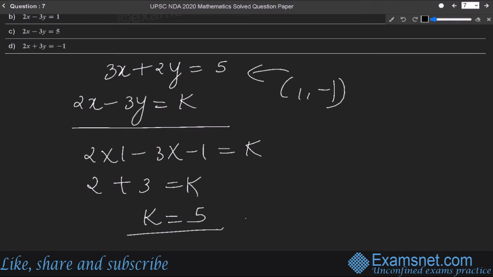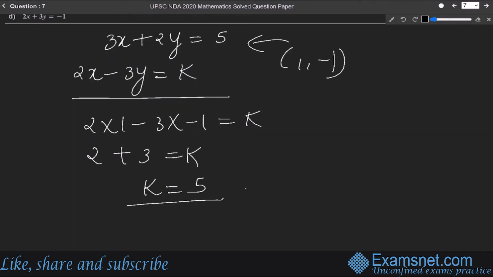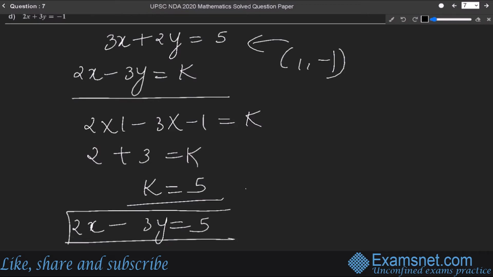Now putting this value in the equation of the other diagonal, the equation will be 2x minus 3y equals 5. So this is the equation for the other diagonal of the square.